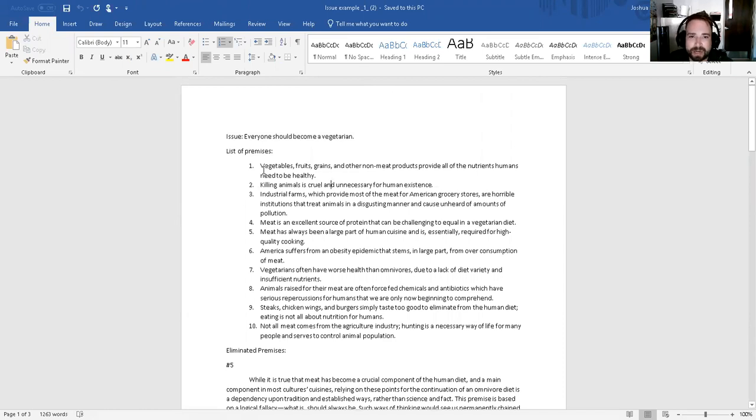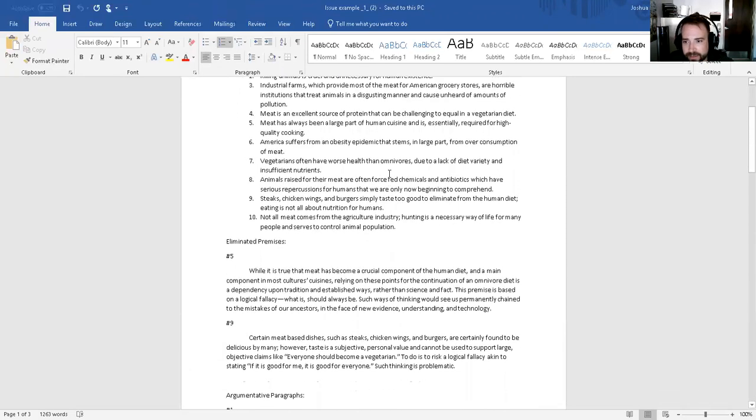The idea behind the premises is that each and every one of these premises could become the topic sentence for an entire argumentative paragraph. So my premises here: vegetables, fruits, grains, and other non-meat products provide all the nutrients humans need to be healthy, thereby being a pro argument. Killing animals is cruel and unnecessary, pro argument. Meat is an excellent source of protein that can be challenging to equal in a vegetarian diet, so there's a con argument. So you generate 10 listed premises. Notice they are third person point of view. Notice that they have proper punctuation and are complete sentences, and that both sides of the argument are represented.